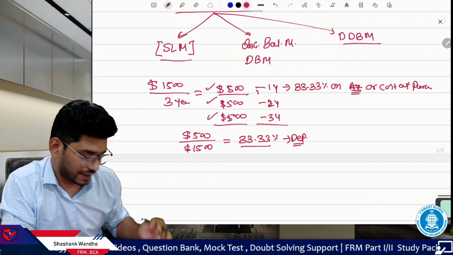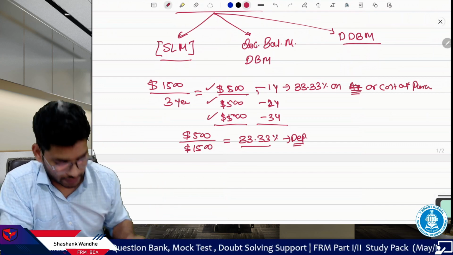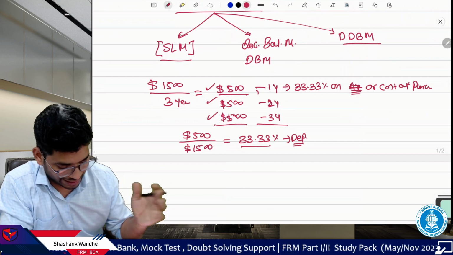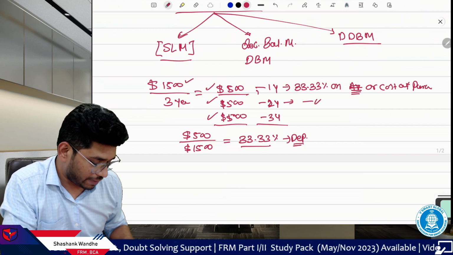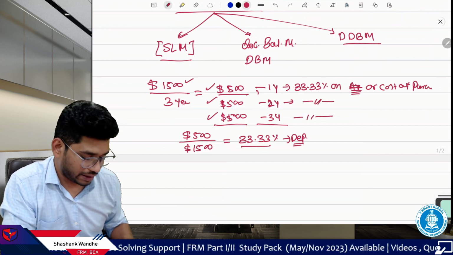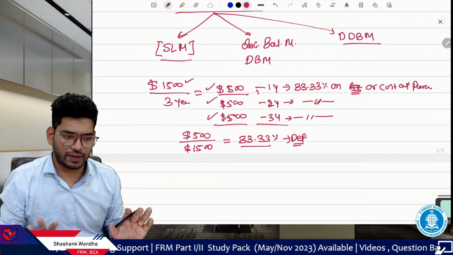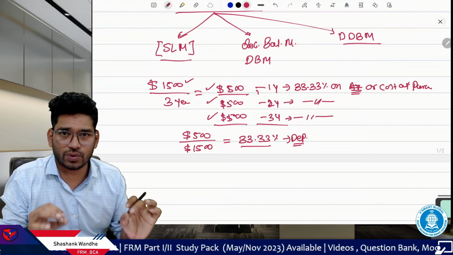Okay, instead of saying asset value, we can say cost of purchase, original cost of purchase or original asset value, 1500. Same will be applicable here and same will be applicable here, like this. That's it. Very simple, easiest to understand.